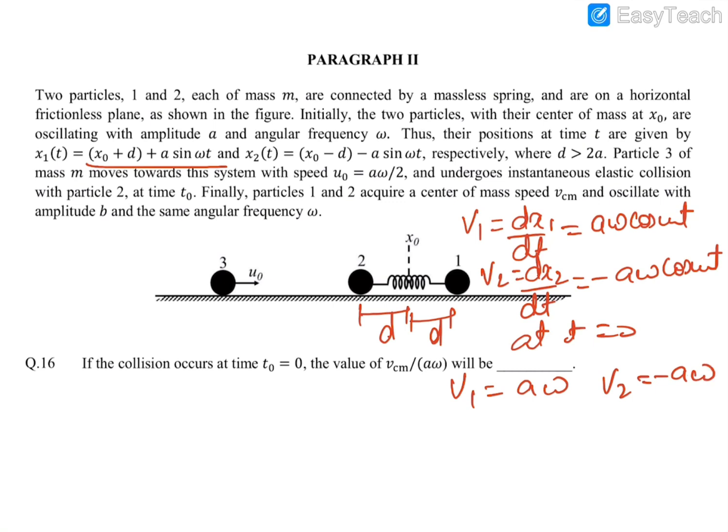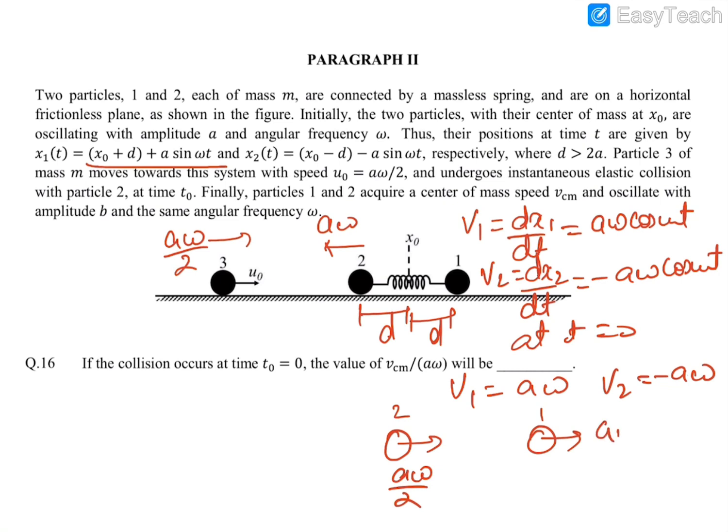Okay, now we know that ball 3 and ball 2 collided elastically and their mass is the same, so we can say that their speeds would be interchanged. If initially ball 2 was going in the backward direction with a omega and ball 1 was going in the forward direction with a omega by 2, then after collision their speeds would be interchanged, and ball 2 will be moving in the forward direction with a omega by 2, and ball 1 will be moving with the same speed a omega.